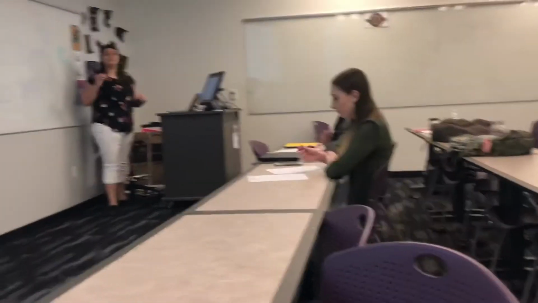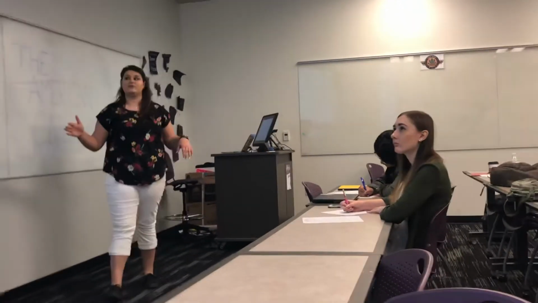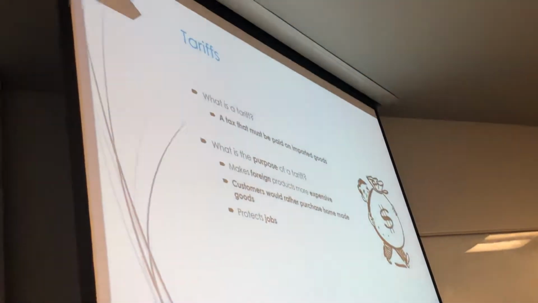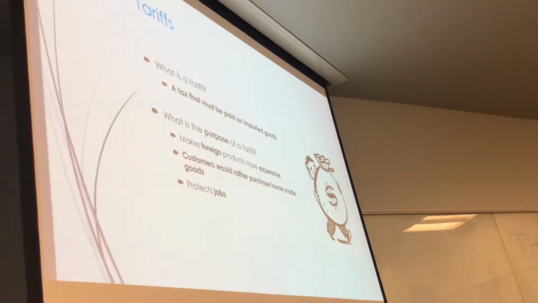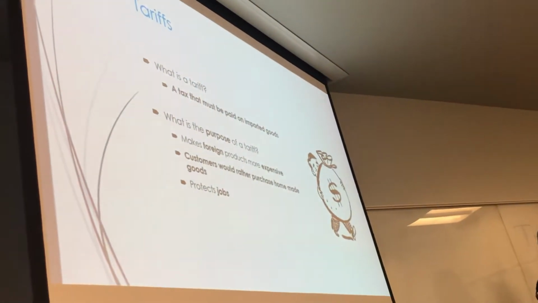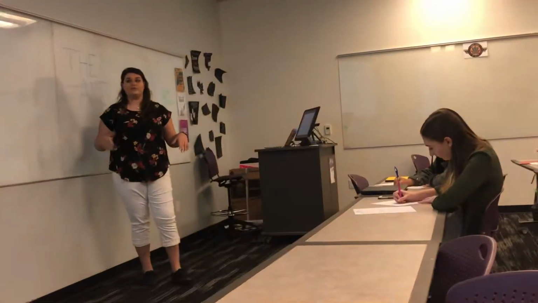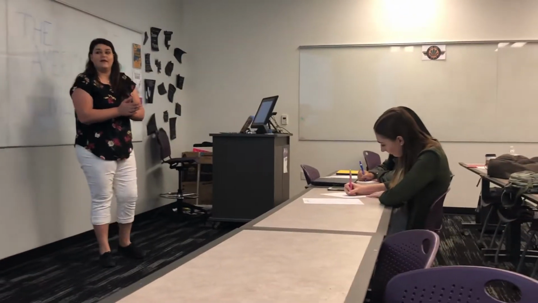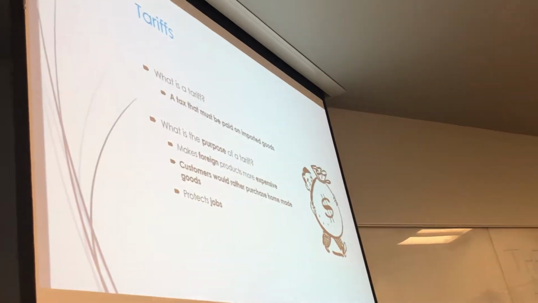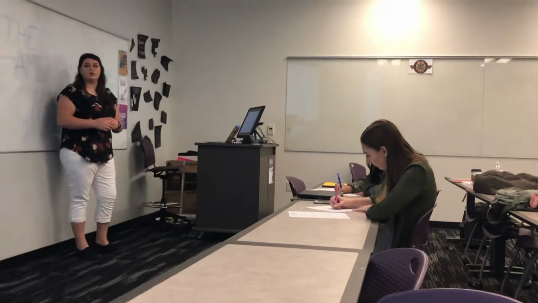And so we're going to go over what a tariff is exactly. So a tariff is a tax that has to be paid on imported goods. And so the purpose of a tariff would be to make foreign products more expensive, and that would make the hope that people would actually end up buying goods that were made from the home country rather than bringing things in, because they would be more expensive. And this will protect jobs in America because people have to be making these products rather than getting them shipped in from, say, China or Britain.